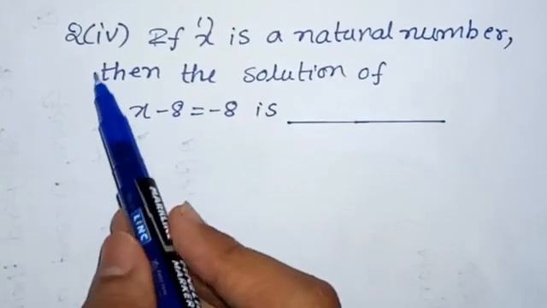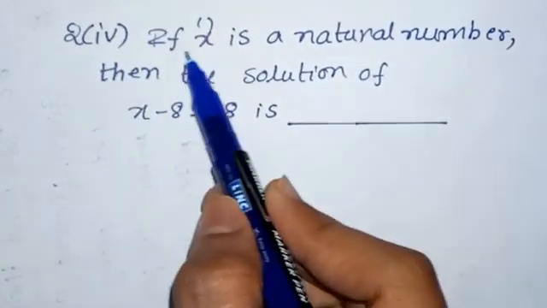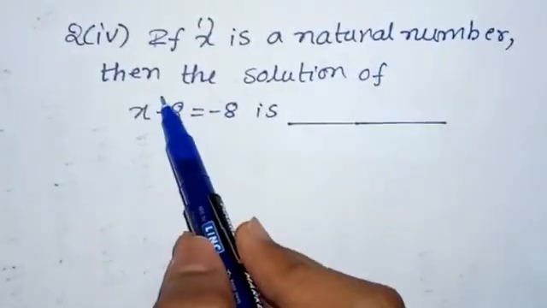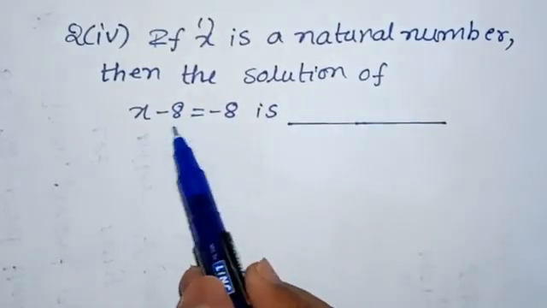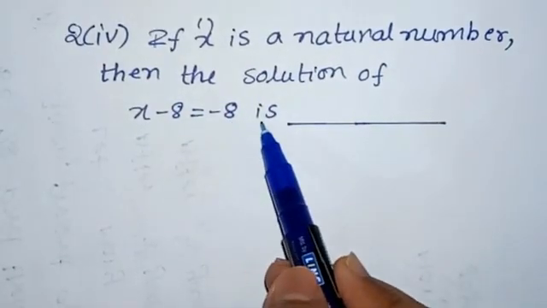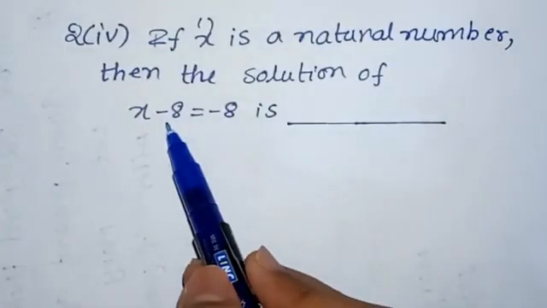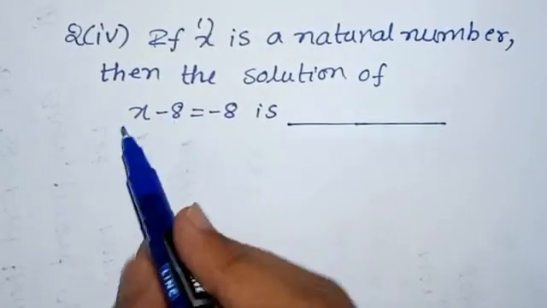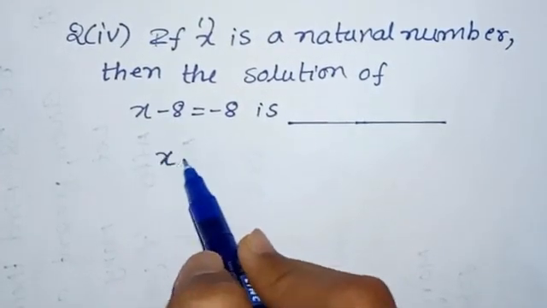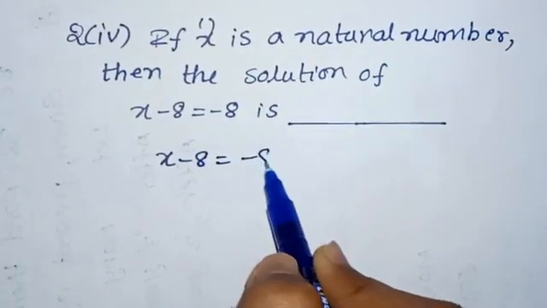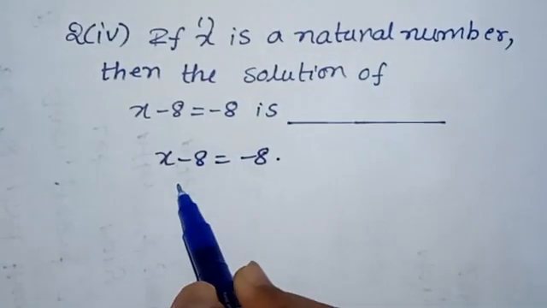Next problem, second Roman fourth one. If x is a natural number, then the solution of x minus 8 equal to minus 8 is. So in this problem, find the x value. The given equation is x minus 8 equal to minus 8. So from this, find the x value.